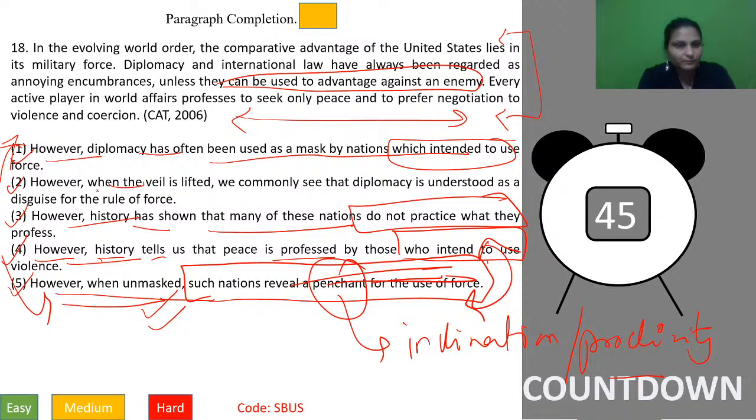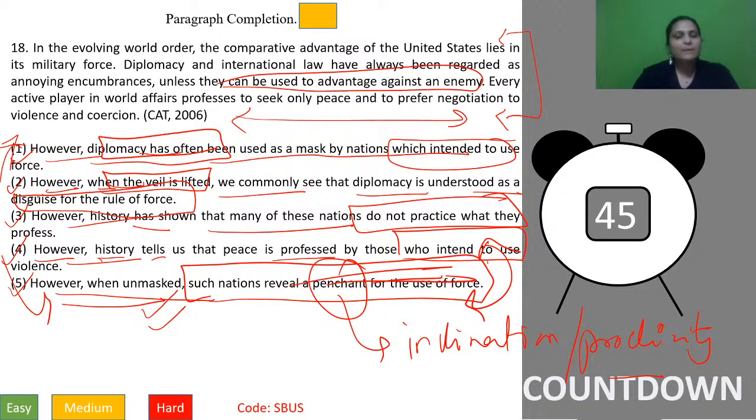Now, however, diplomacy ko nahi bol rahe hain. Diplomacy has often been used as a mask. No. When the veil is lifted, we commonly see that diplomacy is understood as a disguise for the rule of force. ये बहुत ही mild sentence है, which is saying when they say we'll have a diplomatic meeting and we'll discuss things. So वहाँ जाके it's like bullying each other.